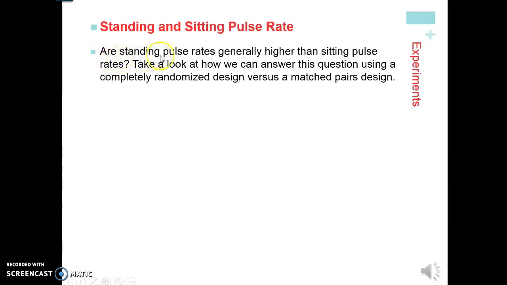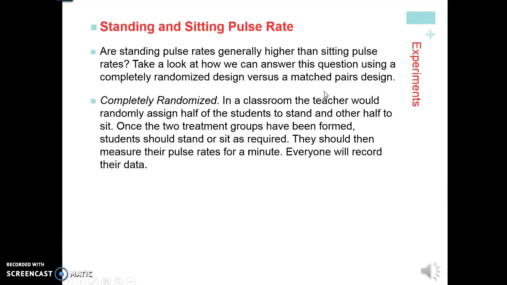Okay, so here's just an example. The question is, are standing pulse rates generally higher than sitting pulse rates? So let's just see how we can answer this question using a completely randomized design and a matched pairs design. Now, what would this look like as a completely randomized design? Because the vocabulary is important, especially on the AP exam. They will say, please use a completely randomized design to create this experiment. Please use a block design. Please use a matched pair design. So you want to read it carefully to know what kind of design you're creating.